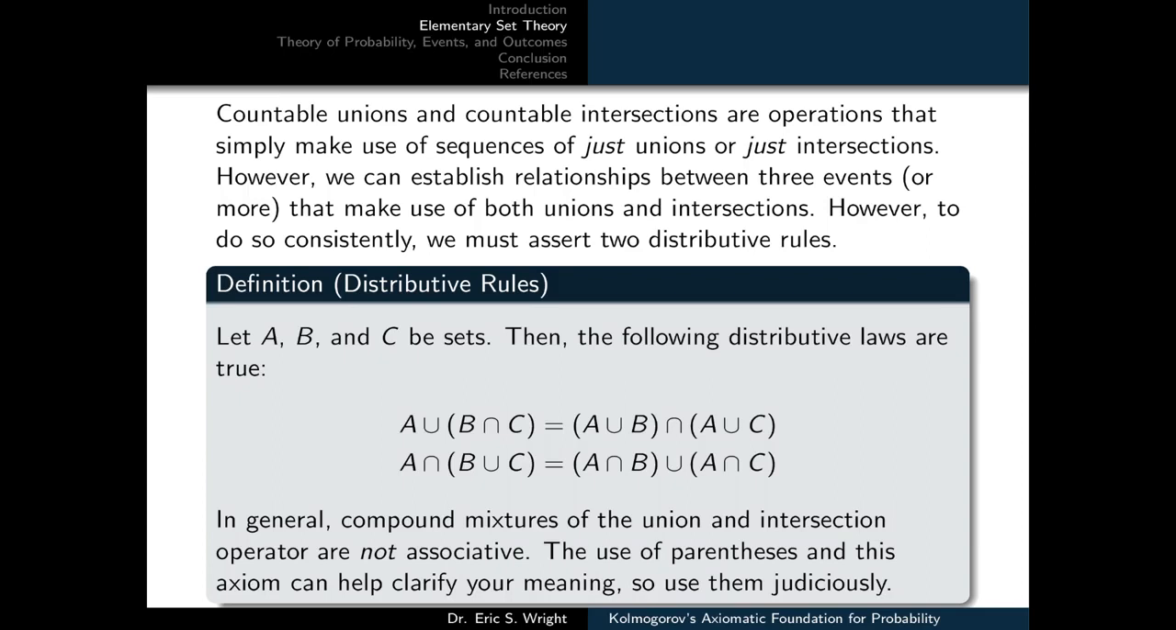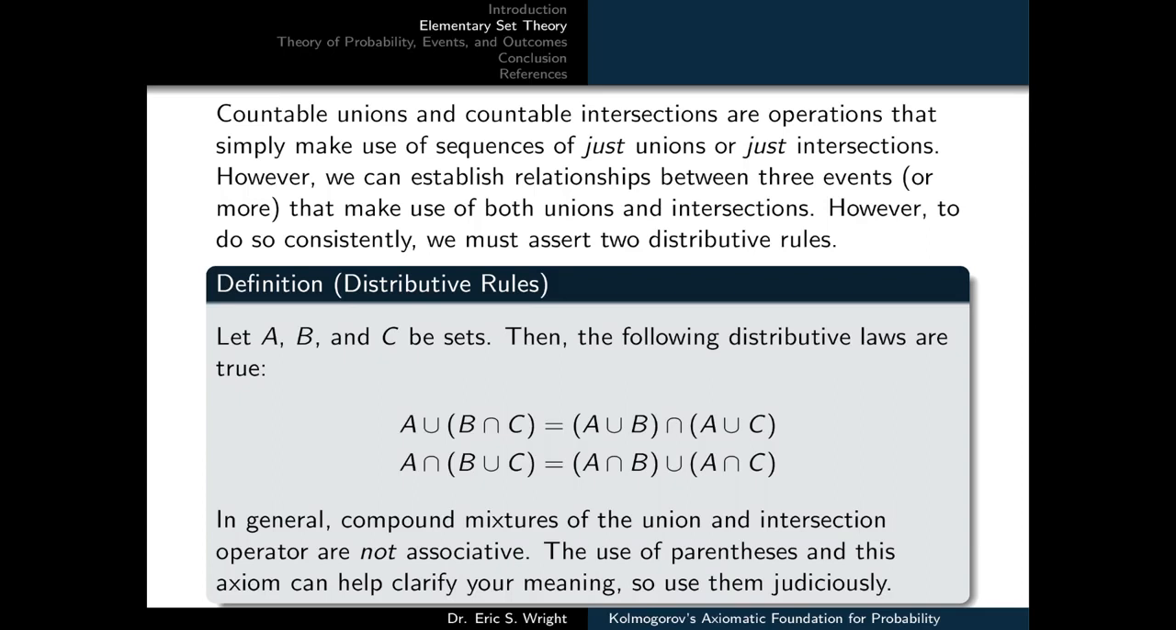Countable unions and countable intersections are operations that make use of sequences of just unions or just intersections. However, we can establish relationships between three or even more events that make use of both unions and intersections. To do so consistently, we must assert two distributive laws. If we let A, B, and C be sets, or if you prefer to think of them as events, that's fine, then the following distributive laws are true. The union of A with the intersection of B and C equals the union of A and B intersected with the union of A and C.